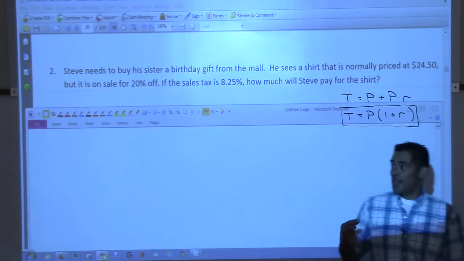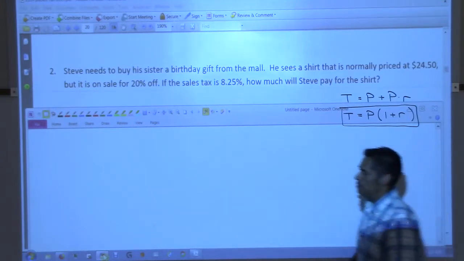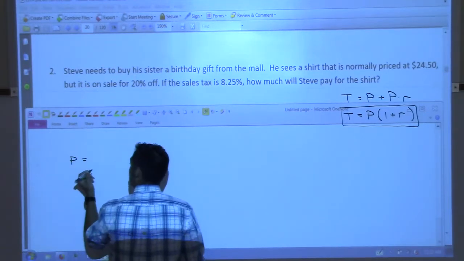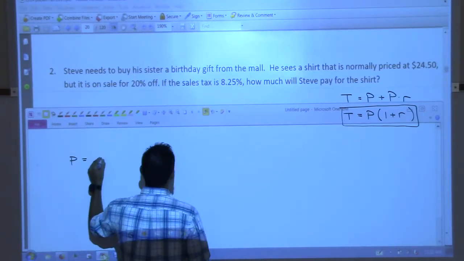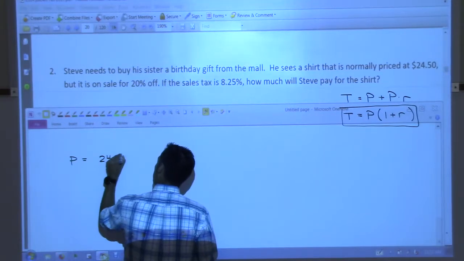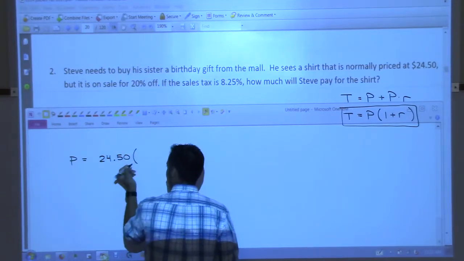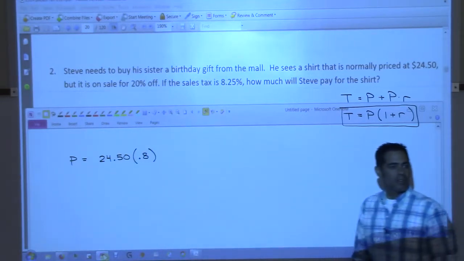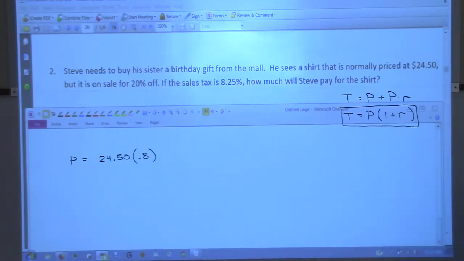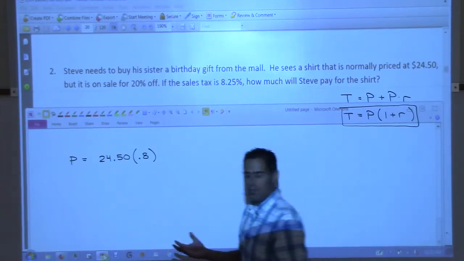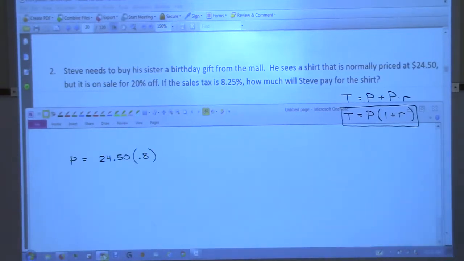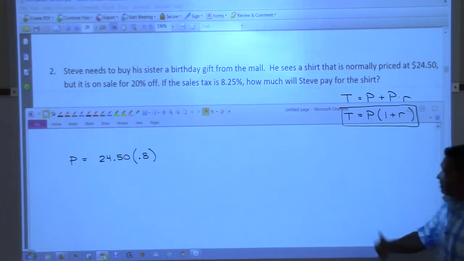So instead of taking 20% and subtracting it, here's what I'm going to do. The price of this shirt that I'm going to pay is going to be the price, $24.50, times, I'm going to put parentheses, 0.8. See, that's 80%, or 20% off if you want to look at it that way. So this does both the 20% and taking it away all at one time. Do y'all see how that's a little more efficient to do it that way? Now go ahead and someone give me what this is.